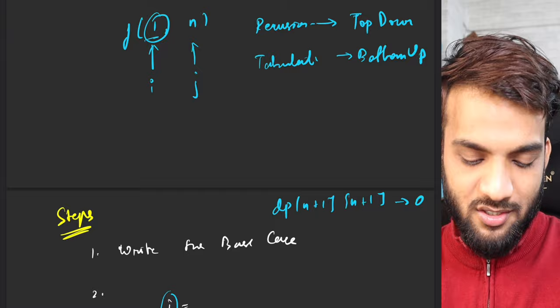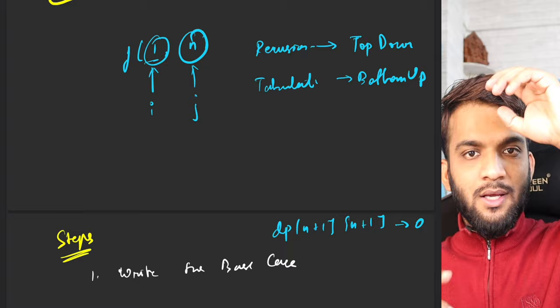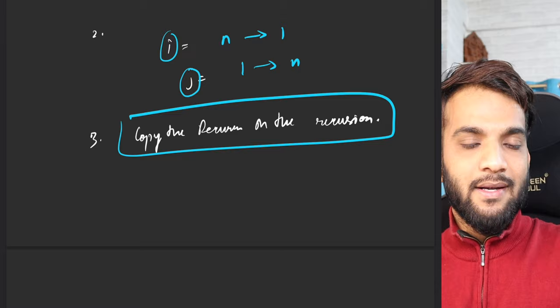Similarly for J, the call started from n. So in the recursion, it will go from n, n minus 1, n minus 2, and so on till 1. So in the tabulation, you go the opposite way, from 1, 2, 3 till n. And after that, you just copy the recurrence right inside it, and you are pretty much good to go.